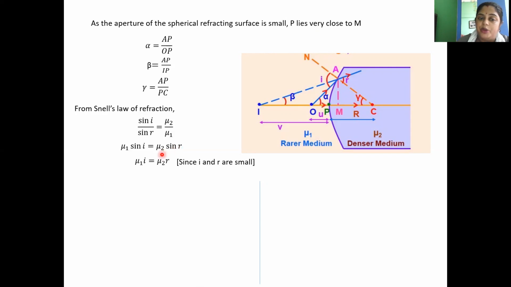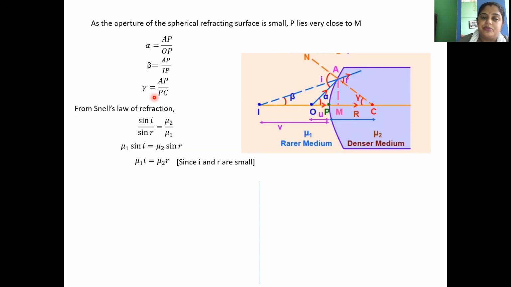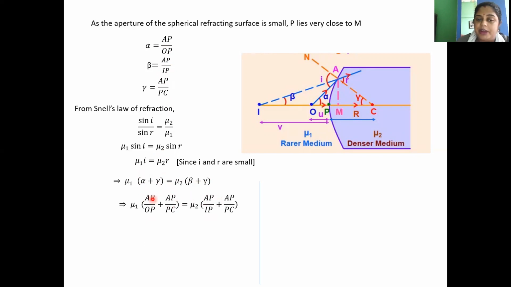So this equation becomes mu1 i equal to mu2 r. Now we have already represented i and r in terms of alpha, beta, gamma. That is, i can be written as alpha plus gamma, and r can be written as beta plus gamma. So mu1 times alpha plus gamma equal to mu2 times beta plus gamma. Now we have the values of alpha, beta, gamma. We put these in, and from both the left hand side and right hand side, AP can be taken as common and cancelled. Then we have mu1 (1 by OP plus 1 by PC) equal to mu2 (1 by IP plus 1 by PC).